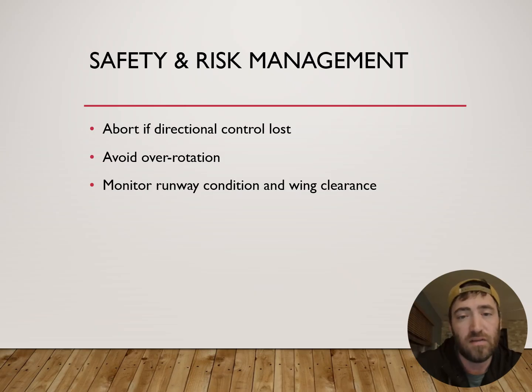As far as safety and risk management goes, I'll talk through some abort criteria if directional control is lost on the takeoff roll. We want to make sure we avoid over rotation. I like to utilize a technique where we rotate slightly above our standard rotate speed during crosswind and tailwind takeoffs, just to give us a little extra buffer. And then we'll continue to monitor the runway condition and wing clearance.